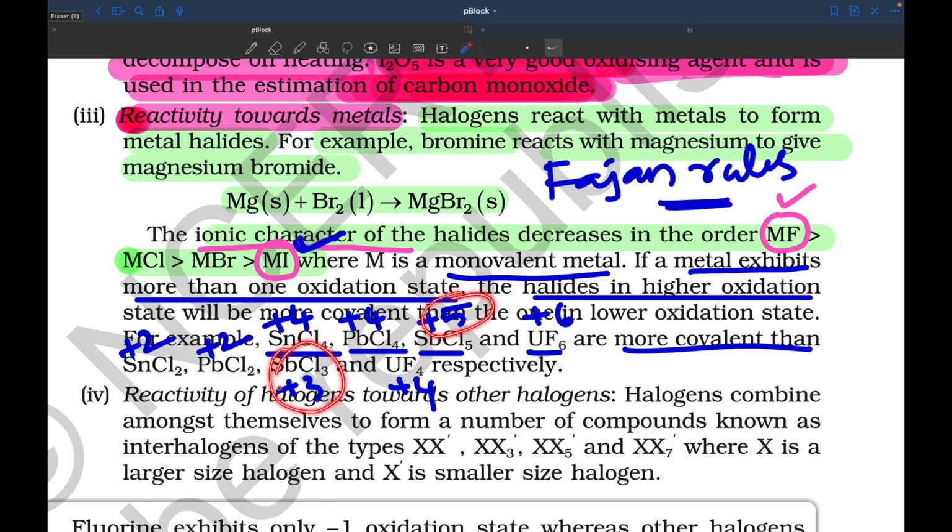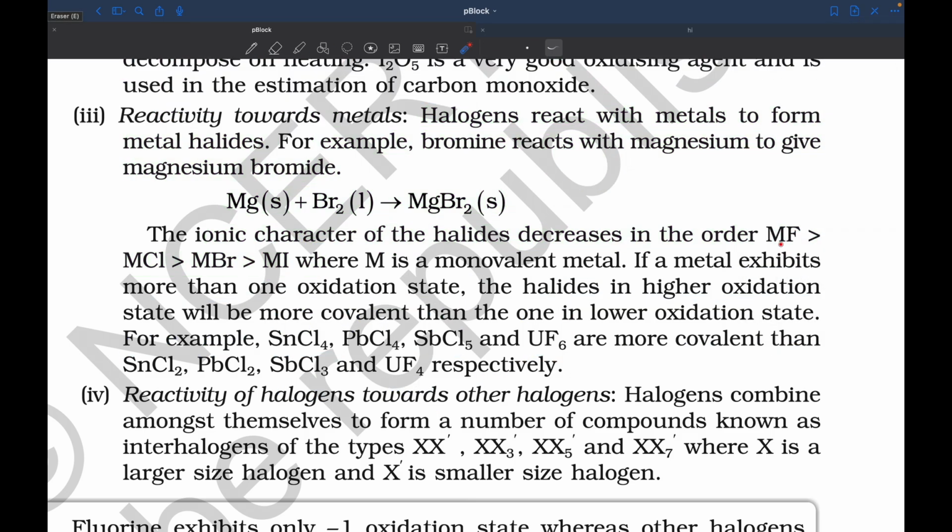PbCl5, SbCl3, SbCl5, SbCl3: more oxidation number, covalent character is more; lesser oxidation number, less covalent character. UF6 +6 oxidation state, UF4 +4 oxidation state. So this is more ionic, this is less covalent. Right? Questions etla aina aduvachandi deen paina. Which of the following has got more covalent character? Which of the following has got less covalent character? So you have to compare these things with them.